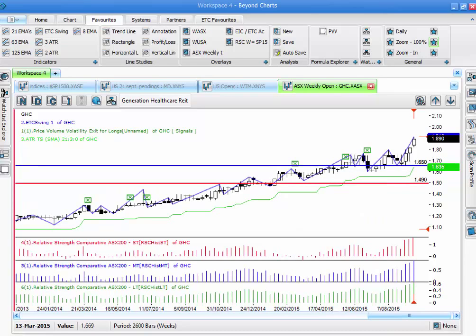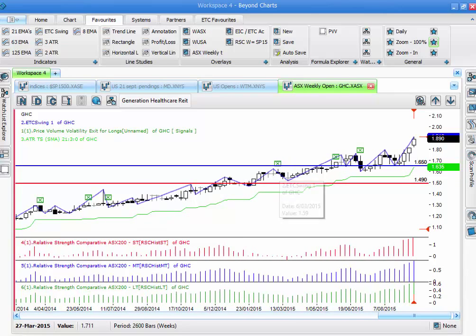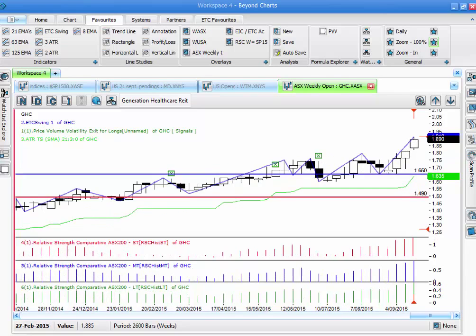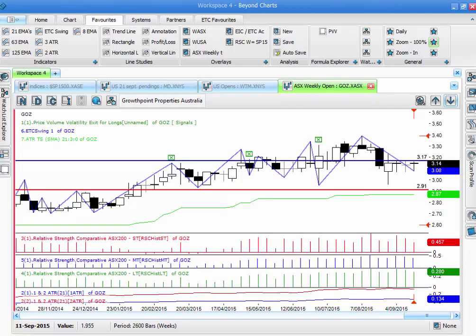Lots of price volume volatility signals along the way, opportunities for you to take some profit off the table, looking for other opportunities to re-enter along the way. Again, the last 3 weeks against broad market weakness has been very, very strong, and as such has started to drag that 3 ATR line up even further. So that's on GHC, looking really, really nice at this point in time.